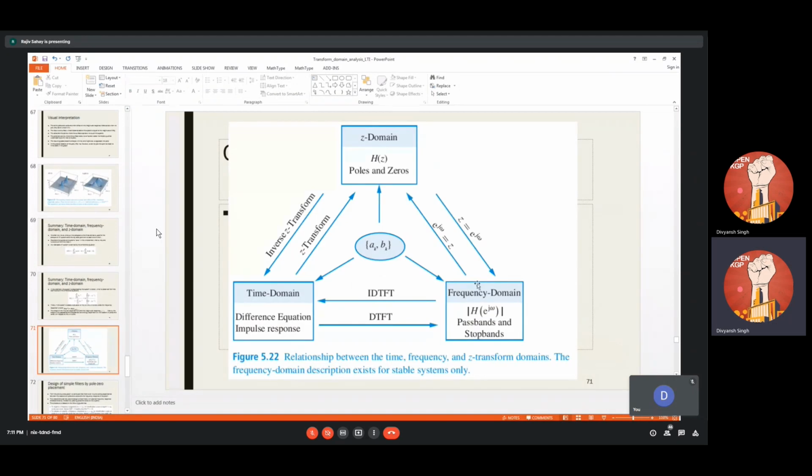So let us look at this. This summarizes all the three domains. In the time domain, you have the difference equation and the impulse response h of n. If you take the z transform, you get H of z, which is the system function. It contains poles and zeros. And if you talk about stable systems, then you replace with z equal to e to the power j omega, and you get this type. That is the frequency response, when you talk about pass bands and stop bands.